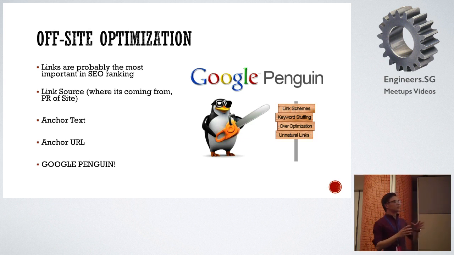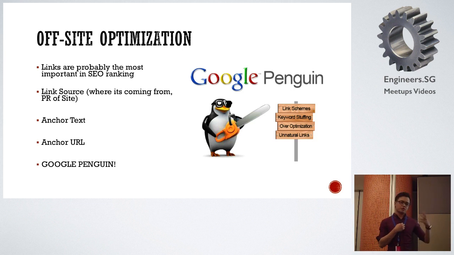But links are important in the sense that you get good quality links from good places and relevant websites. What do I mean by relevant websites? If I am a website talking about online marketing and I link to your chicken rice site, compared to someone who is doing a food blog linking to your chicken rice site, which one is more valuable?